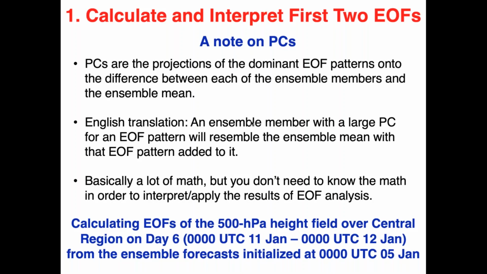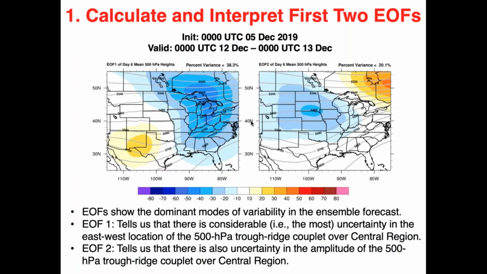So for today's presentation, we're just going to calculate the EOFs of the 500 millibar height field over central region on day 6, so 0Z on the 11th of January to 0Z on the 12th of January, from the ensemble forecasts that were initialized at 0Z on the 5th of January. And that's what I have on this slide here.